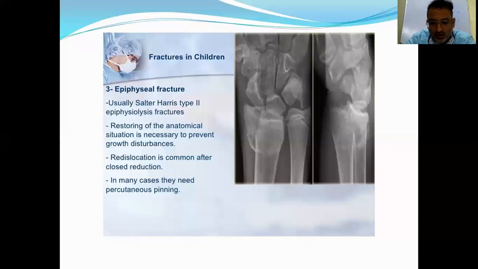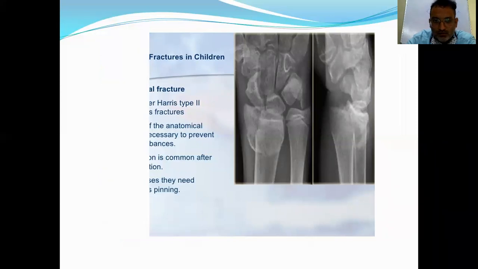Epiphyseal injuries are most common in children because there are growing ends. Usually Salter-Harris type 2 epiphyseal injuries. Redislocation is common after closed reduction, so we try to stabilize them with smooth K-wires, percutaneous pins. You don't open the fracture; you put smooth K-wires through percutaneous methods.